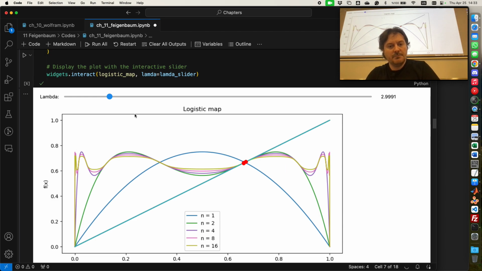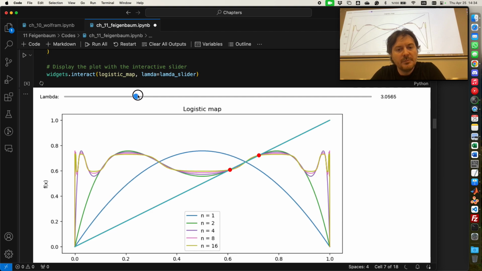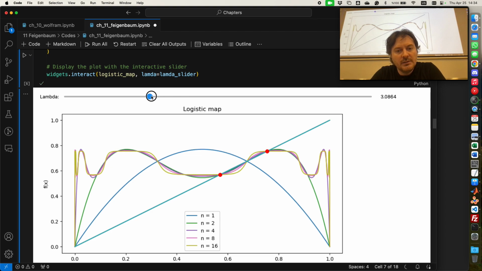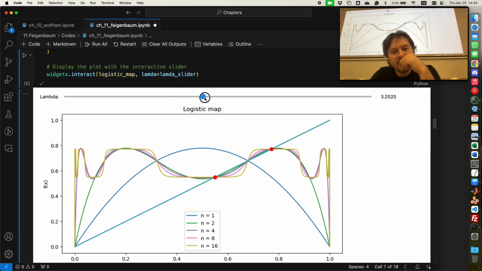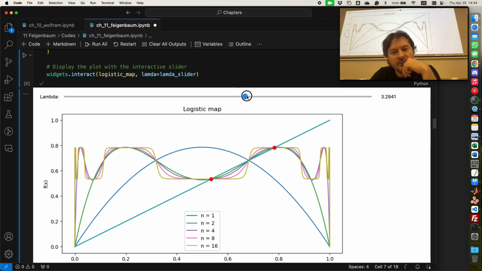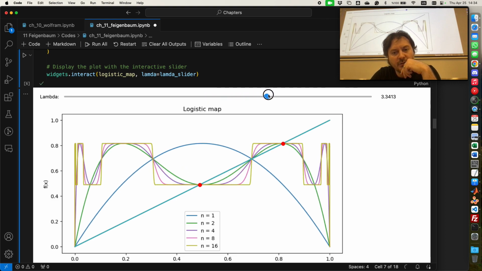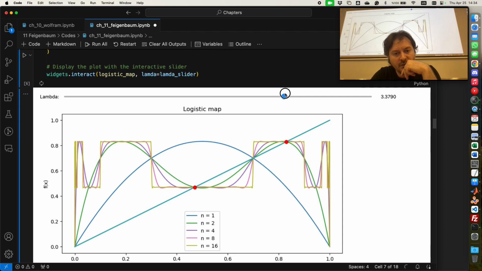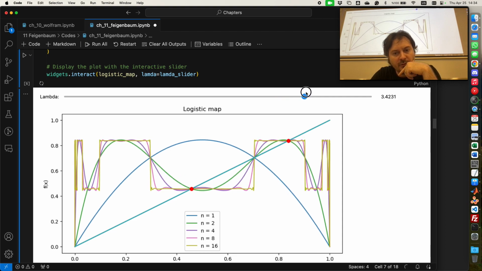Our analysis. So as you can see, if I increase this value, the points get away from each other, right? And then you can see that at the next bifurcation point, which happens around 3.4 something, it's the same story.